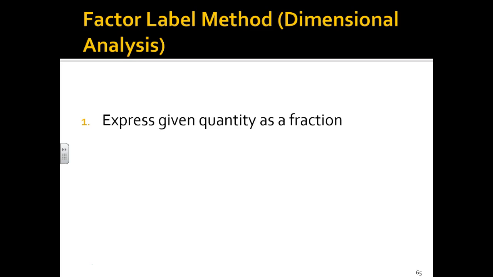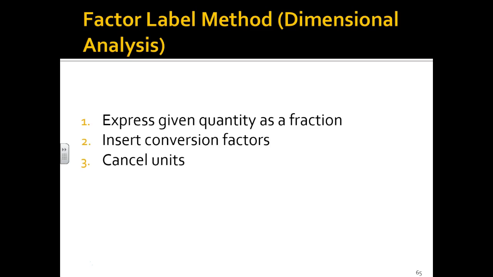Okay. In order to do this, we use a method; different people call it different things: factor label method, dimensional analysis. There are a couple of names for it. Basically it's four very simple steps. You get a quantity, okay? A quantity means it's a number with a unit attached to it. Then you express that quantity as a fraction. You insert a conversion factor, you cancel your units, and you solve the math. Four easy steps that I'll show you here in a minute.